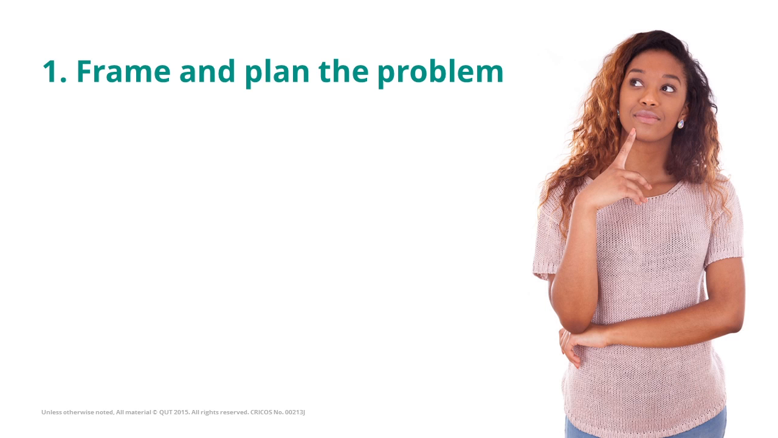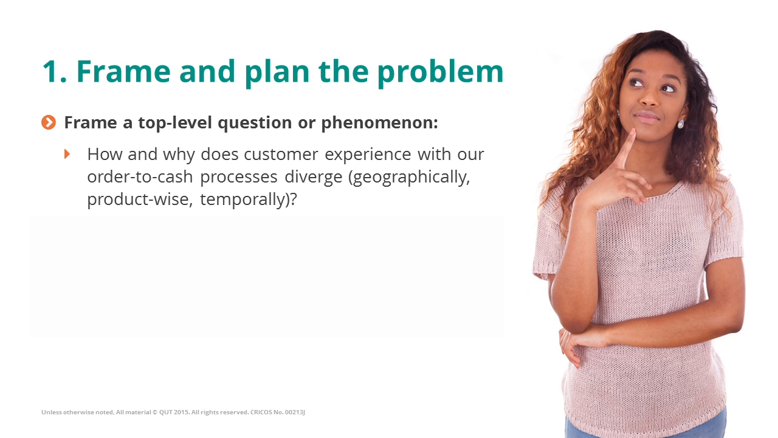So the first step is to frame and plan the problem. We need to frame a top-level question or phenomenon. For example, how and why do customer experiences with our order-to-cash process diverge? For example, geographically, based on products, or based on different time frames, like between this year and last year.